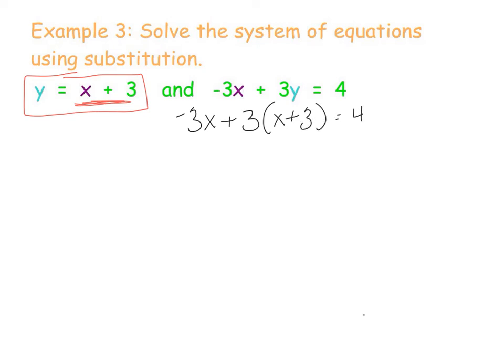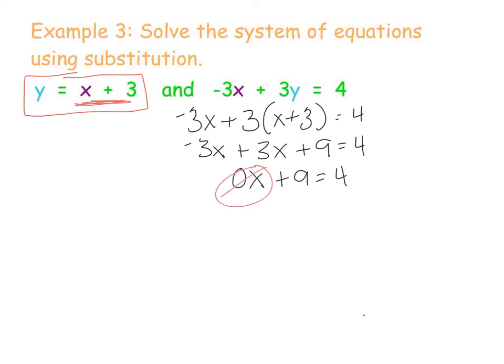Now let's solve. Negative 3x plus 3x plus 9 equals 4. Negative 3x plus 3x is 0. I have 0 x's. 0x means I have no x's whatsoever. All I have is this equation that says 9 equals 4. That's not true, right? 9 does not equal 4. What that means is that this is a system that does not have a solution. These two lines would never ever cross.